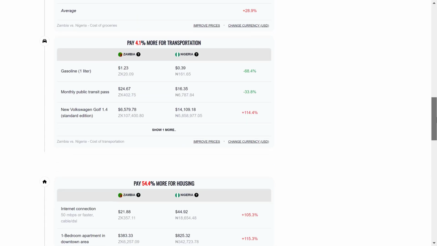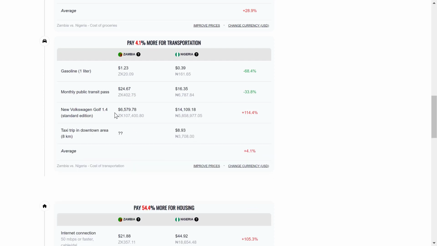If we're checking here on transport, gas is cheaper in Nigeria. Public transport is way cheaper. And this one here on the new Volkswagen 1.4, take it with a pinch of salt, because this is most likely a second-hand reconditioned vehicle from Japan. What they get in Nigeria, I really don't know.